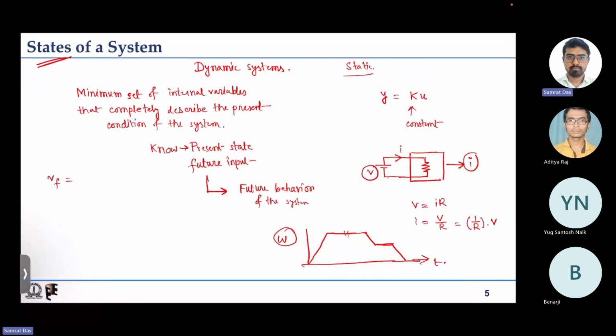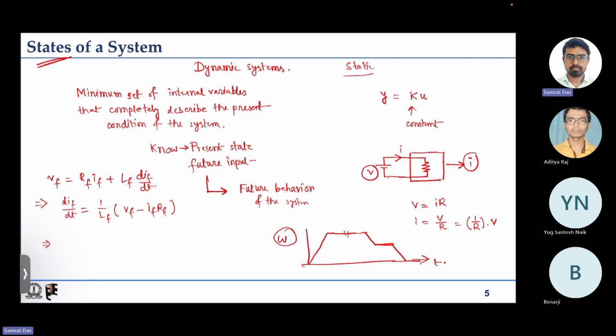Let us take the case of the field voltage, or the field circuit of a DC machine. The differential equation is something like Vf = Rf if + Lf dif/dt. I'm taking the simplest case, not the armature one, because it has another problematic thing called back EMF, so let us not consider that. If I make the differential term separate, it becomes dif/dt = 1/Lf (Vf - if Rf).